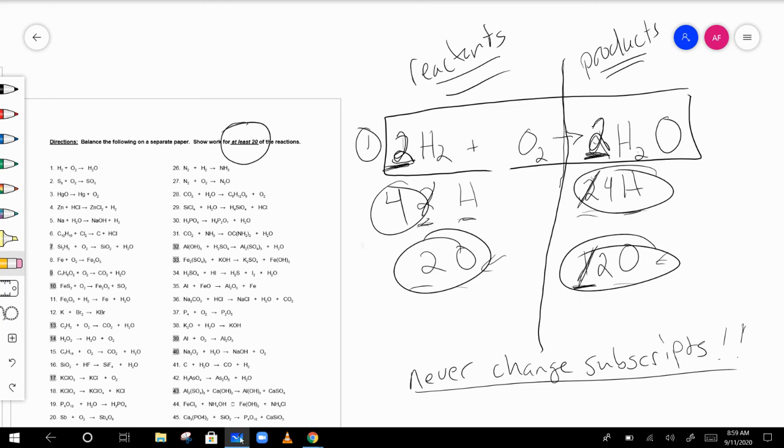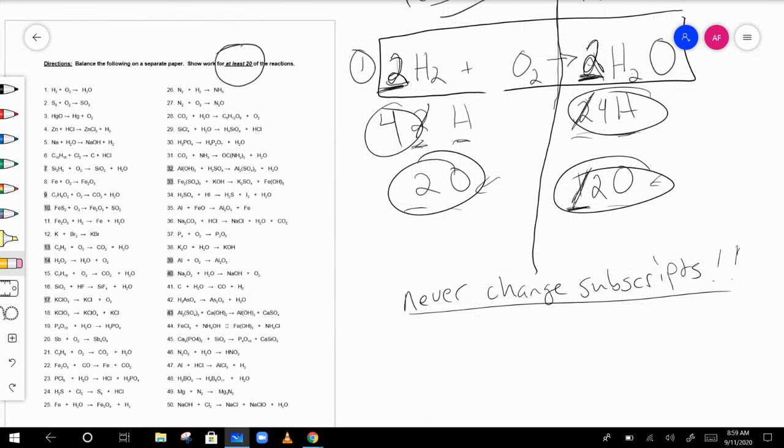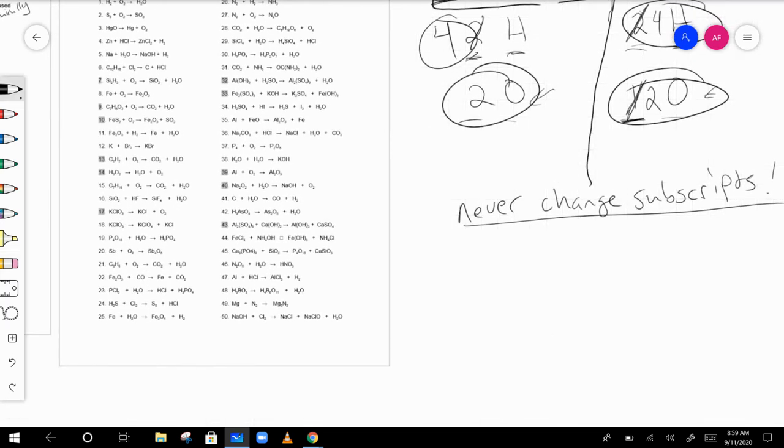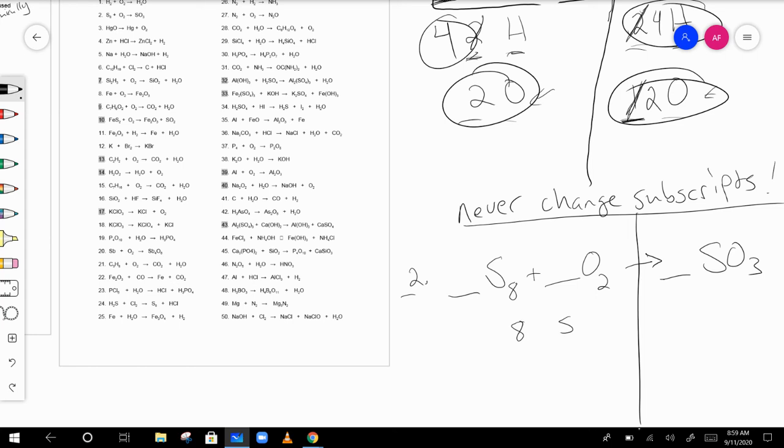Okay, let's do one more. Okay, we'll do number 2 here. So again, I write it with the lines in front. S8 plus O2 yields SO3. I put a line down where the arrow is. I count the atoms. So S, I have 8 S's. I have 2 oxygen. On this side, I have 1 sulfur and 3 oxygens.